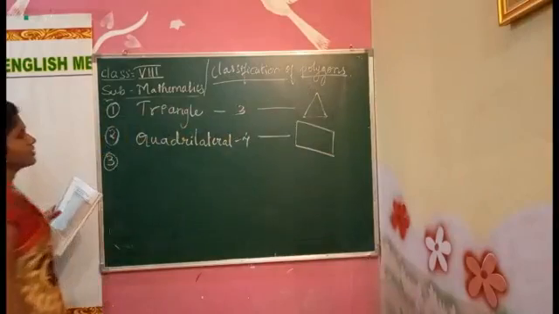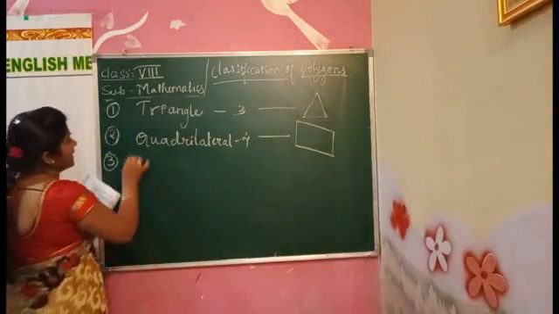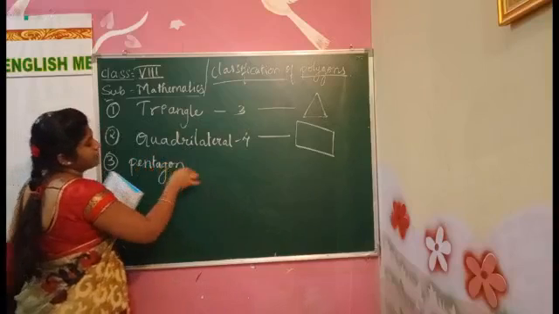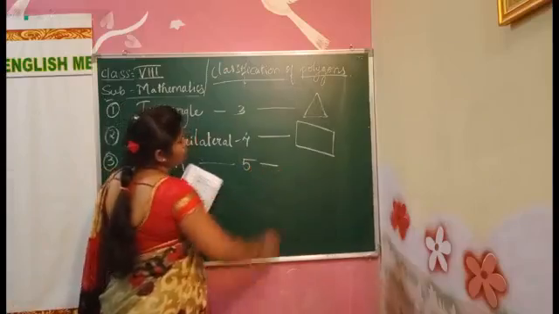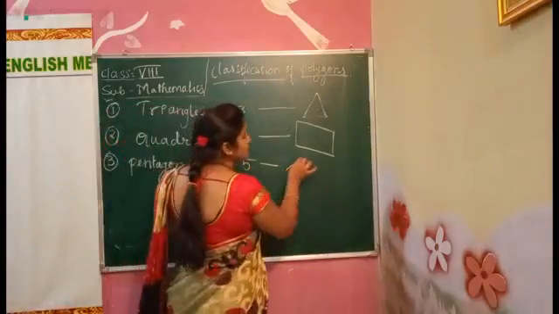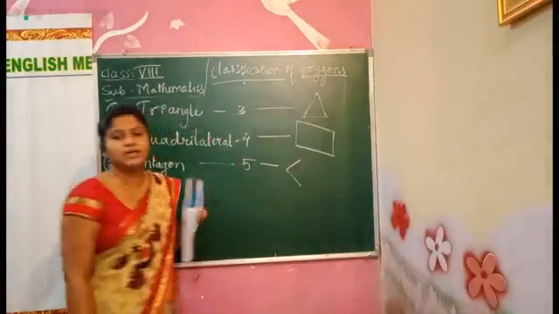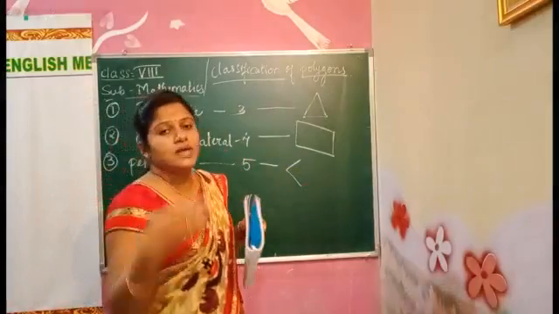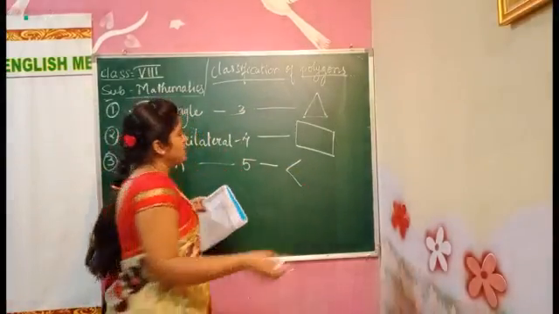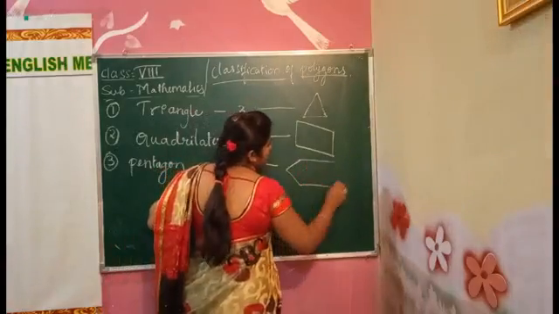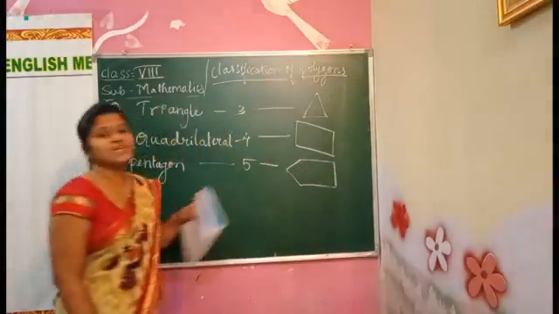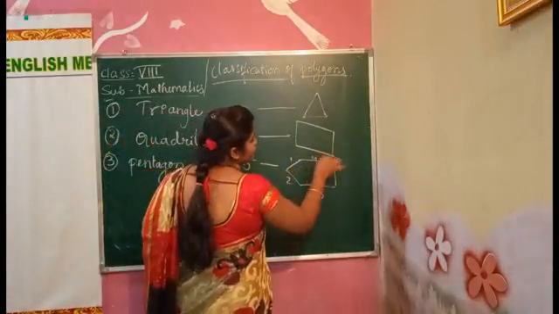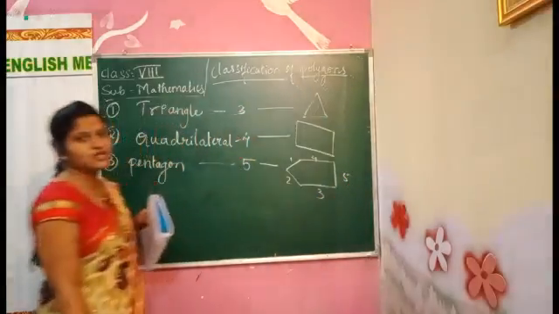Third one, pentagon. Penta means 5. Penta means how much, children? 5. 5 sides have to be. It may be any shape, but the lines do not have to overlap or come over the other line. It may be any shape also, but 5 sides have to come. 1, 2, 3, 4, 5. Exactly 5 sides we got.